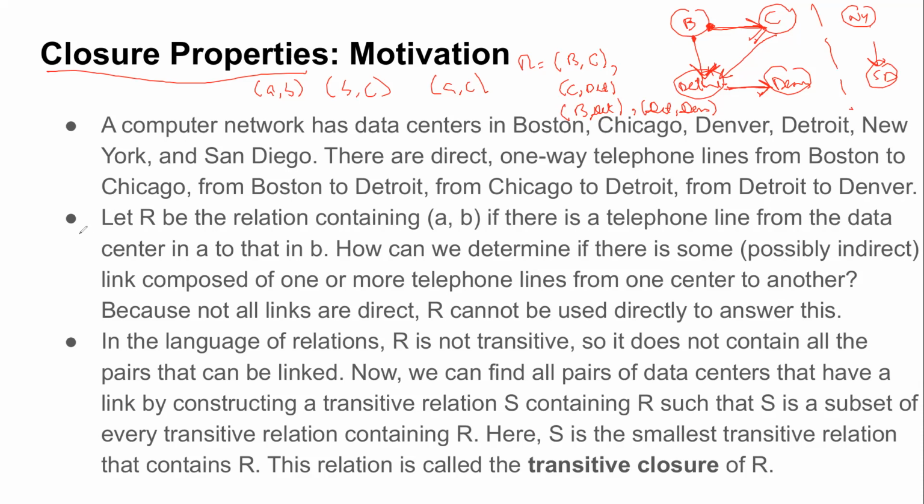Anyone? So these are direct links, right? Now I want to add indirect links also so that I can answer this question: are there links possible between different data centers? Can you tell me what pairs I need to add to R?